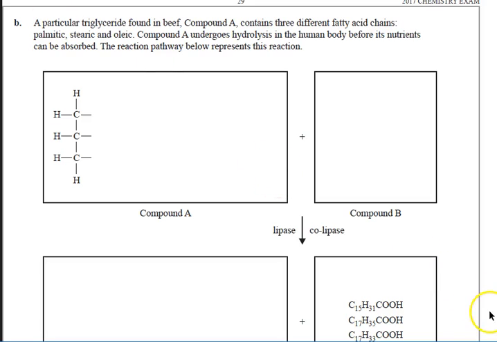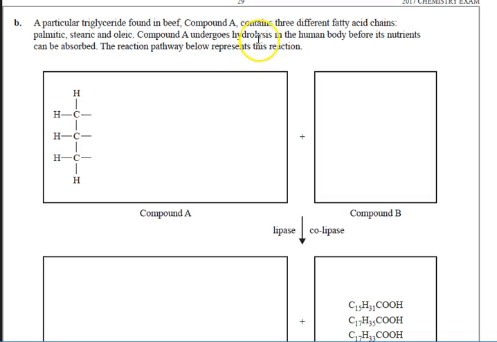Okay, this is question 7b, 2017 exam. A particular triglyceride, remember tri means 3, a fatty acid lipid found in beef, contains 3 different fatty acid chains. These chains, I think, might be important in this question: palmitic, stearic, and oleic.